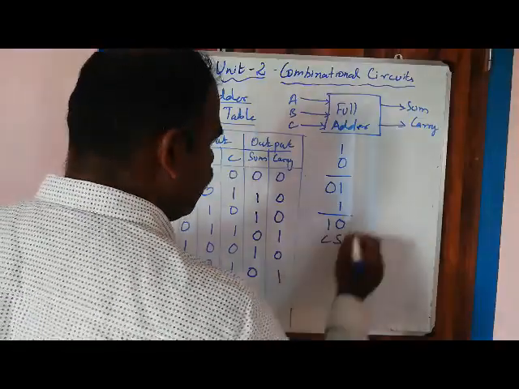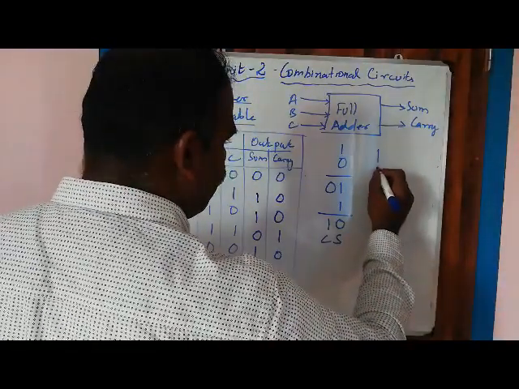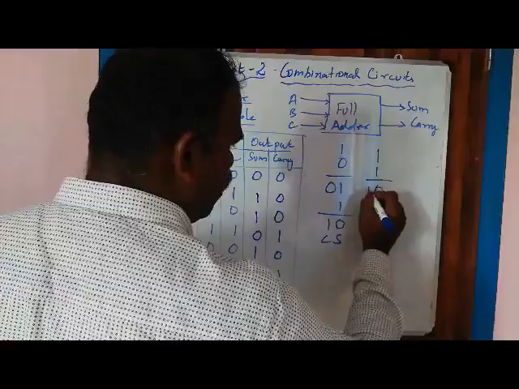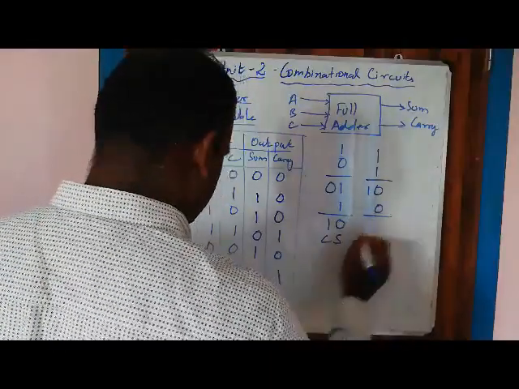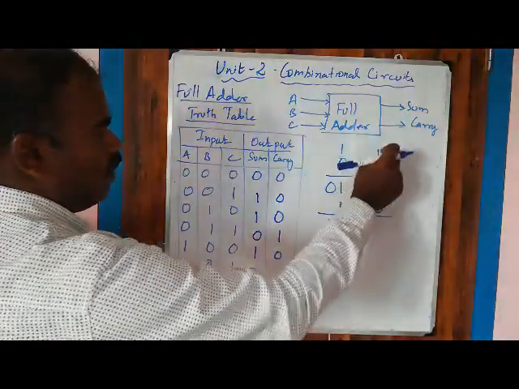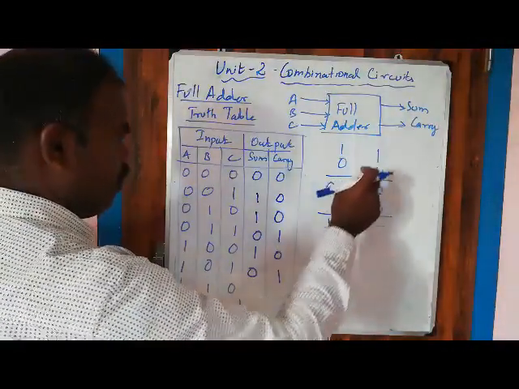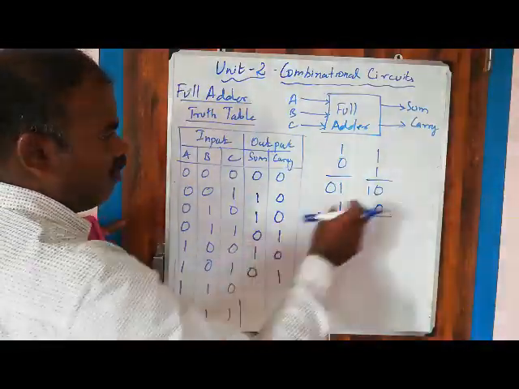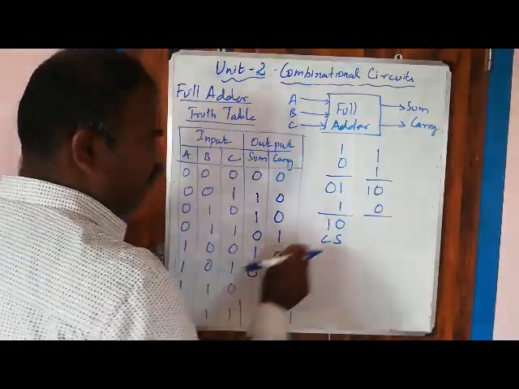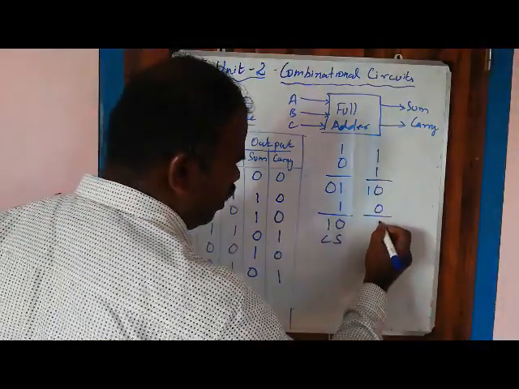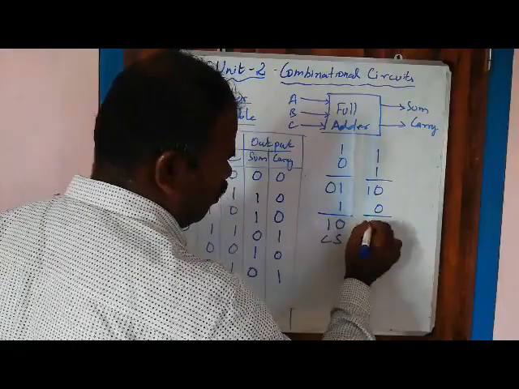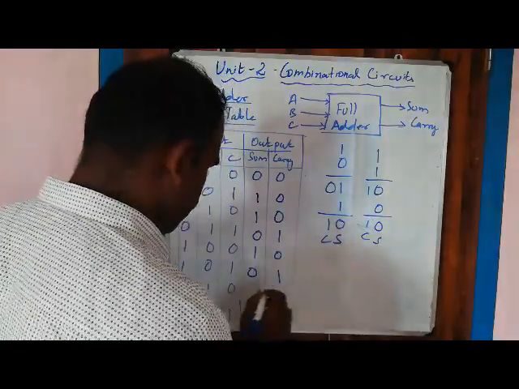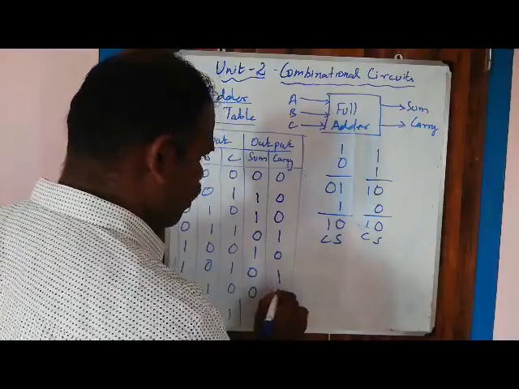Similarly, if I add 1, 1, sum is 0, carry is 1. Next we have to add 0 for this 1, 1. The result of the 1, 1 is 1, 0. Next add this 0 with this result. So here sum is 0 and carry is 1.